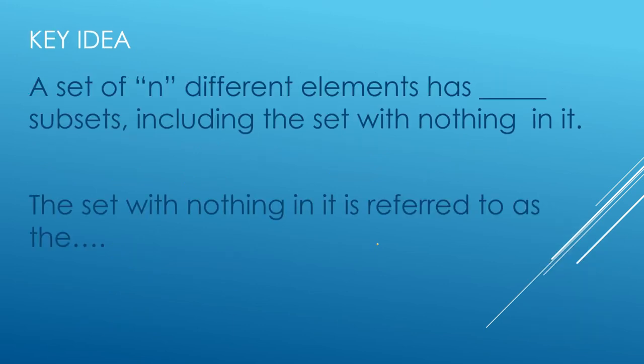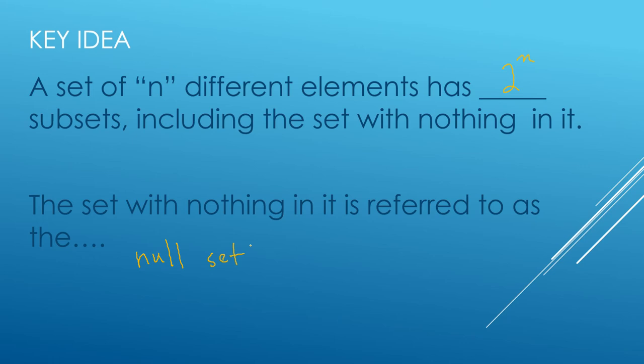That's our key idea here. A set of n different elements has 2 to the power of n subsets, including the set with nothing in it. The set with nothing in it is referred to as the null set. So that would be like the case where we didn't pick any coins and we made a sum of 0 cents. We counted that as a sum, even though that didn't include any coins.